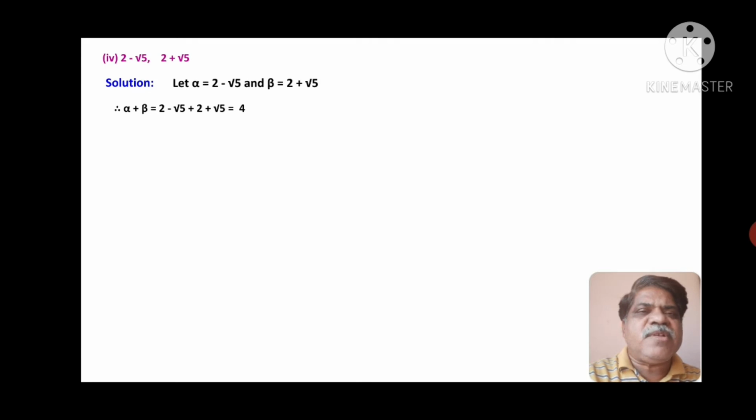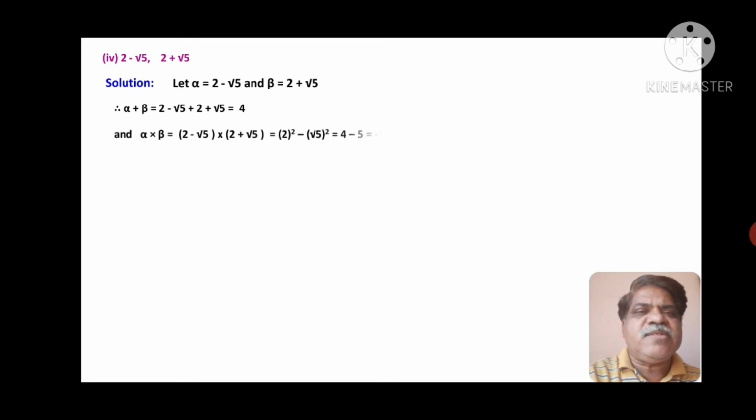Now, number 4, 2 minus root of 5 and 2 plus root of 5. Let here alpha is equal to 2 minus root 5 and beta is equal to 2 plus root of 5. Then alpha plus beta is equal to 2 minus root 5 plus 2 plus root of 5. Minus root 5 and plus root 5 get cancelled, we will get 2 plus 2, that is 4.